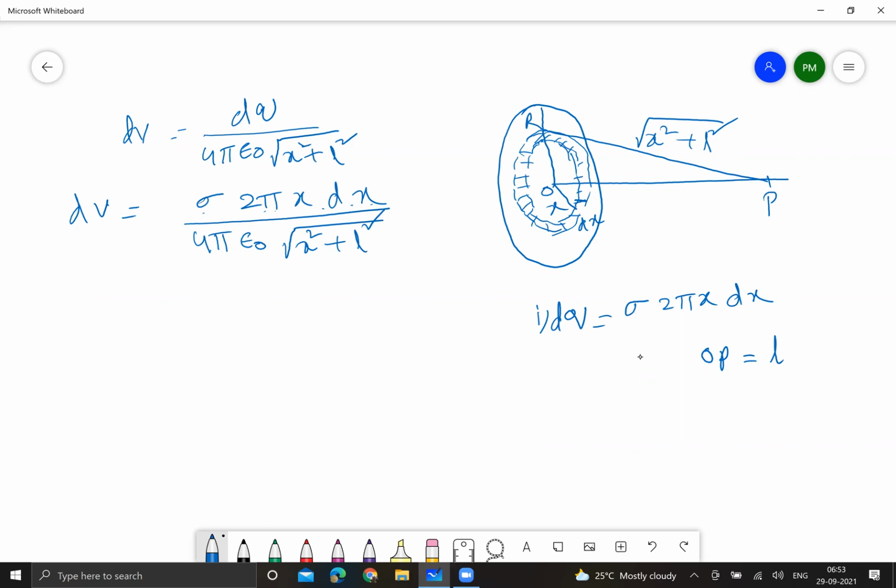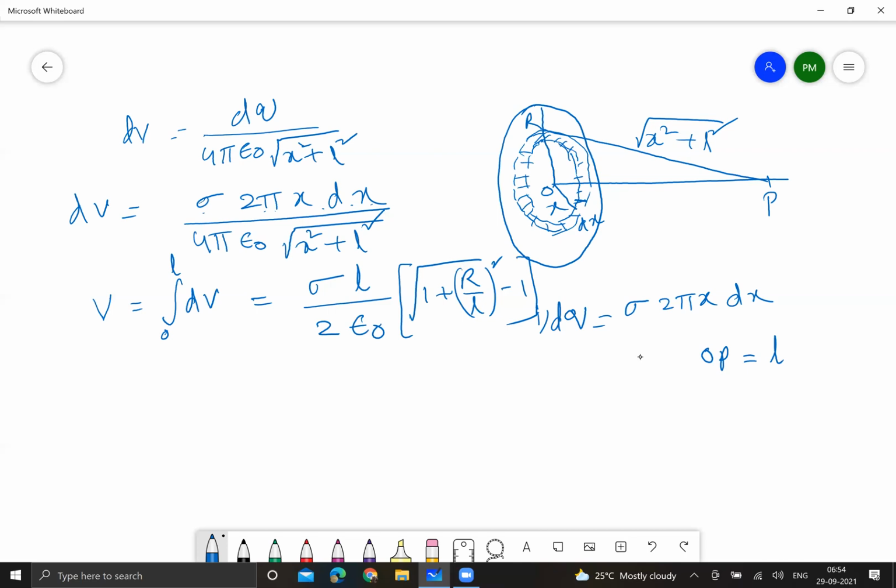If you want the potential, then it is integral dV. Limits are from 0 to L, because he has given the distance OP as L. So we will be getting it as sigma L by 2 epsilon 0 into root of 1 plus R by L whole square minus 1.